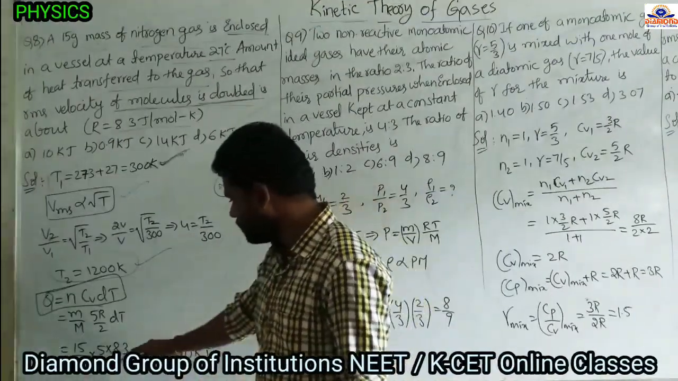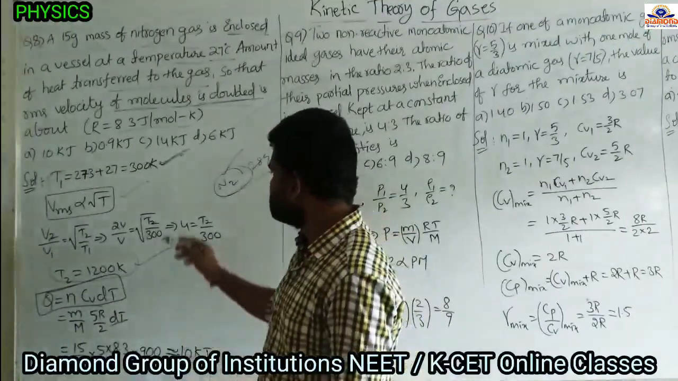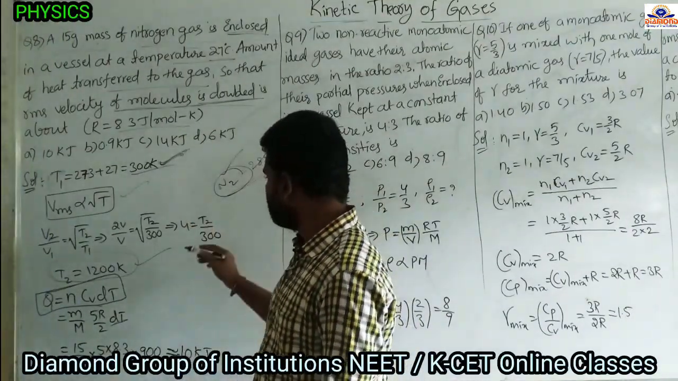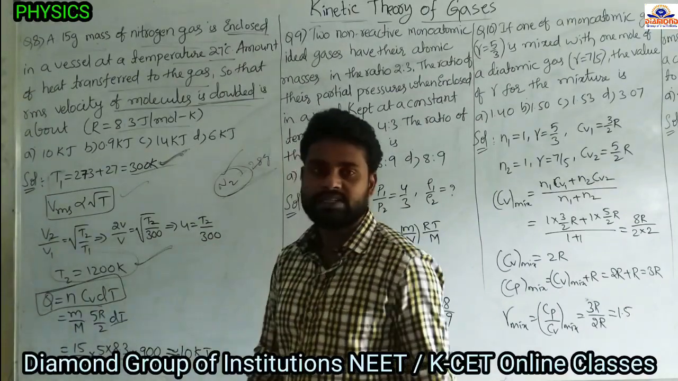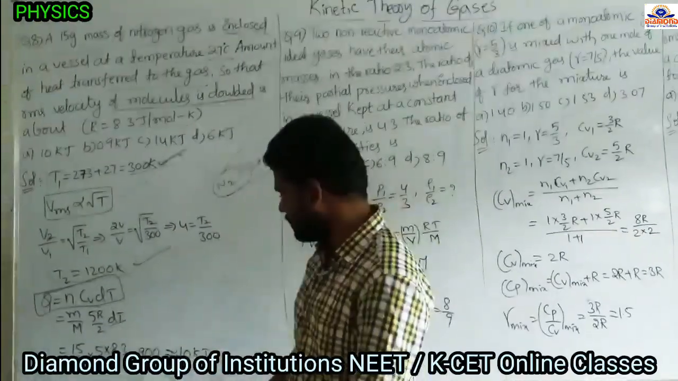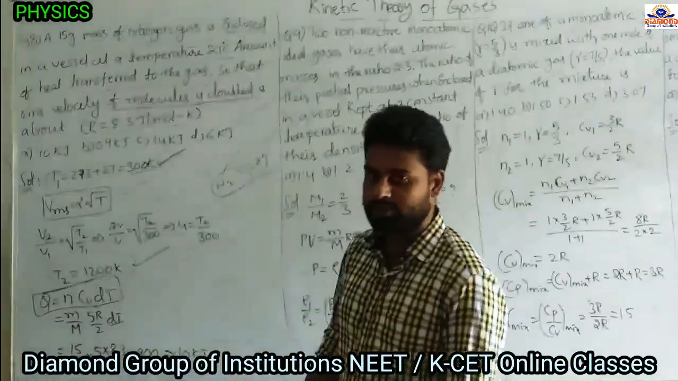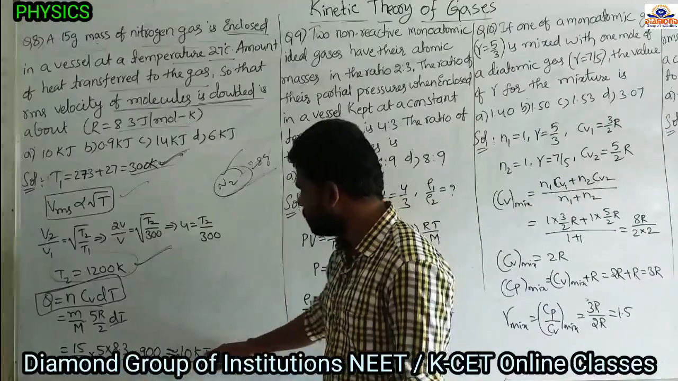So 8.3 dθ. dT means change in the temperature. Initial temperature is 300 Kelvin, final temperature is 1200 Kelvin. Change in the temperature is T2 minus T1, 1200 minus 300, 900. Now simplify it, and approximately you will get 10 kilojoule.